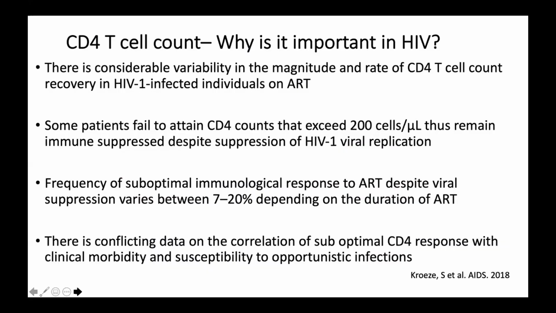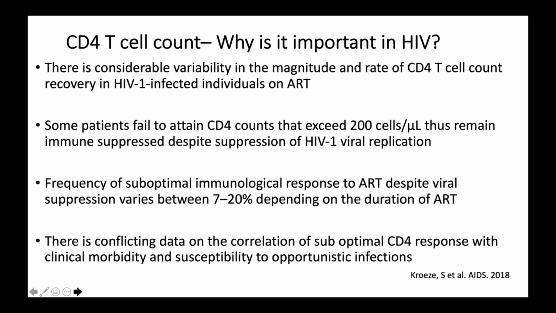And we haven't stopped talking about CD4 T cells despite, you know, the advances in HIV care. And I think it's important to remember that there's considerable variability in the magnitude and the rate of CD4 T cell count recovery, as I'd mentioned. We know that some patients fail to attain CD4 counts that exceed 200 cells. And therefore, they sort of remain within the WHO advanced HIV definition, as the previous speakers had highlighted, despite having suppression of their viral replication.